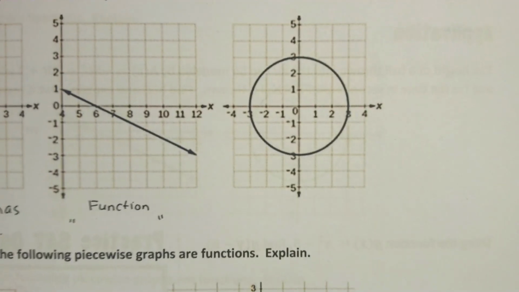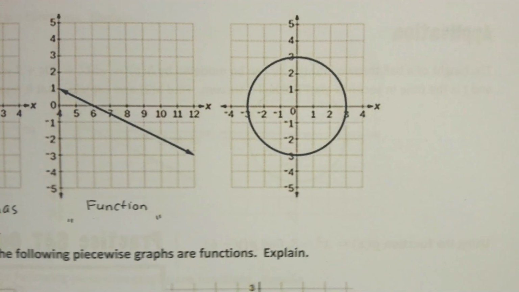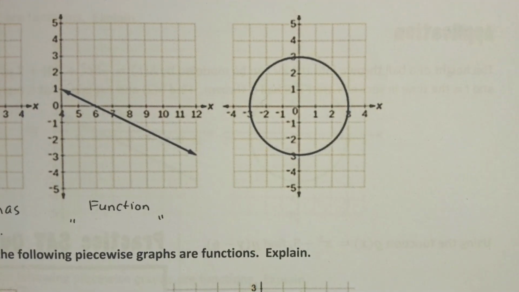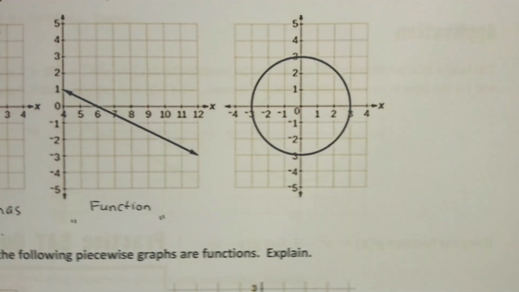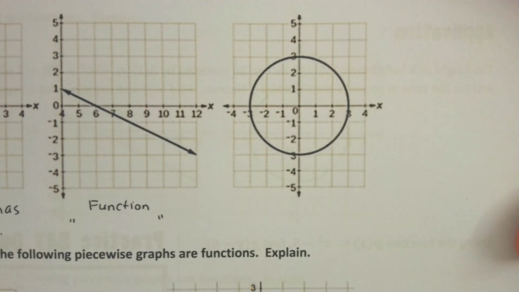Okay. Same thing on the last one. Thumbs up if we think it's a function. Thumbs down if we think it's not a function. It's a circle. It's not a function. Right. Did you graph circles in geometry?